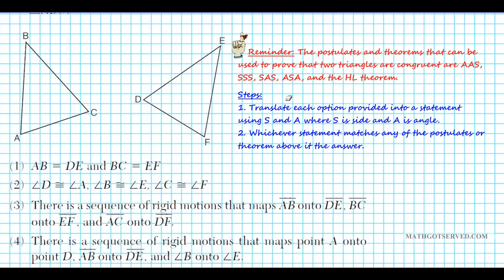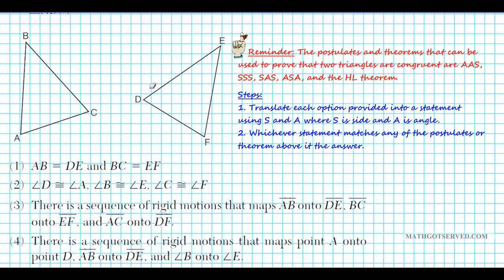All right, so steps we're going to use are as follows. We're going to take a look at the statements here. We're going to translate them into a statement using just S and A or H and L. Okay. Then whichever statement matches any one of these options right here, that will be sufficient evidence to prove that these two triangles are congruent. Okay. All right, let's start with number one.